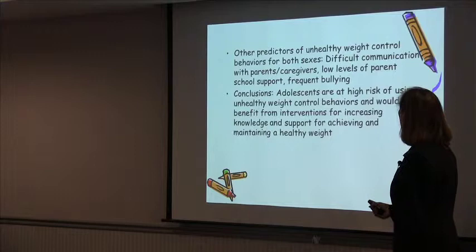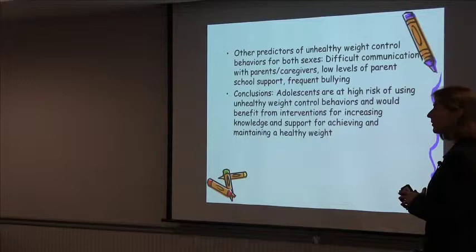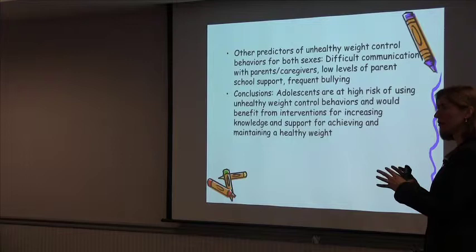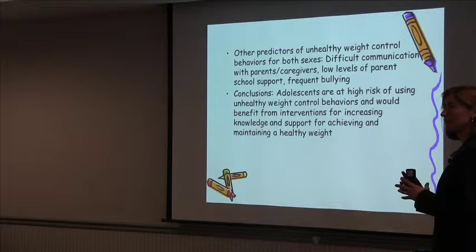Other predictors of unhealthy weight control behaviors for both sexes included difficult communication with parents and caregivers, which kind of maps onto that chaos in family communication that we saw in the etiological model. Low levels of parent school support, once again, that ability to be interested and invested in one's kids. And then, as before, frequent bullying were the big three that showed up.